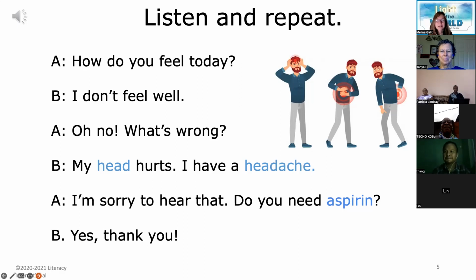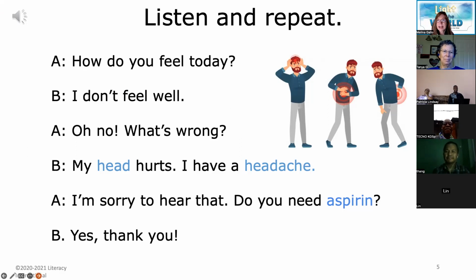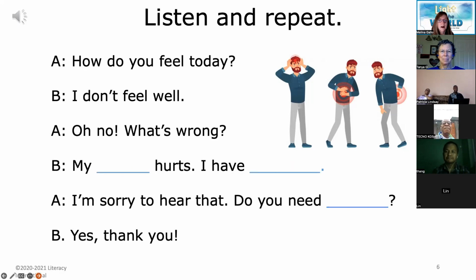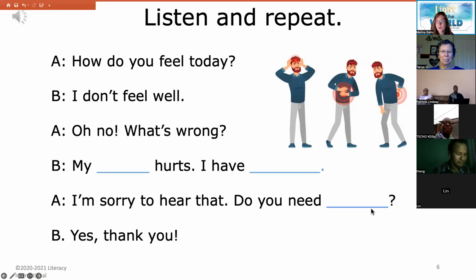So as you can see here, there are some blue words, and we also have a picture that shows other ailments you could possibly have. So what we can do with this, after we act it out and go through it a few times just the standard way with the words as written, is, if you want, you can delete those blue words and put blanks in them. You could ask students to write the words that they want in there.